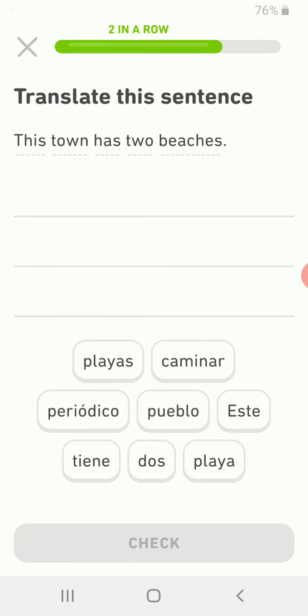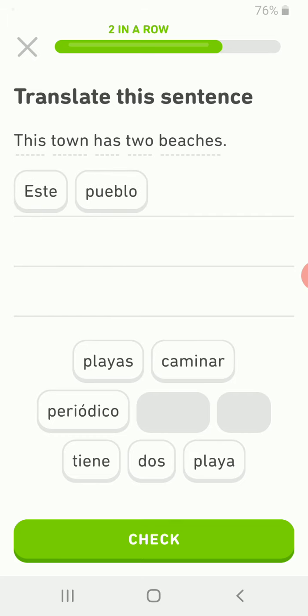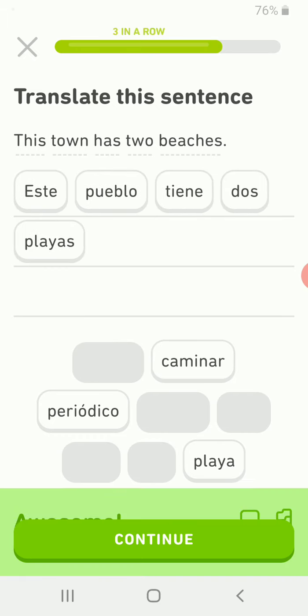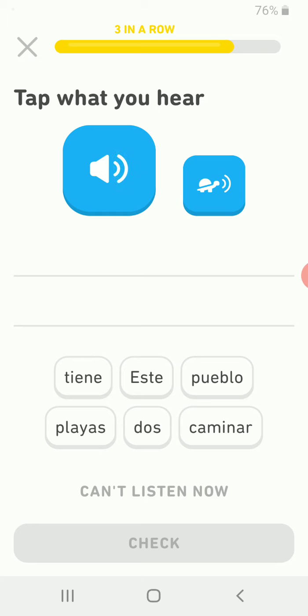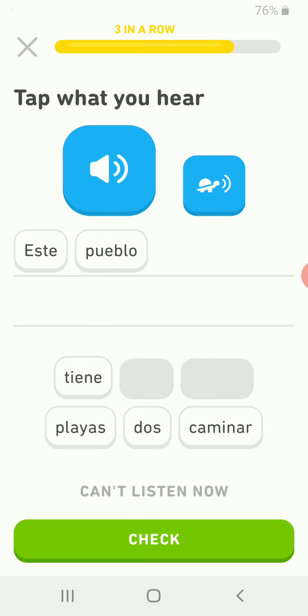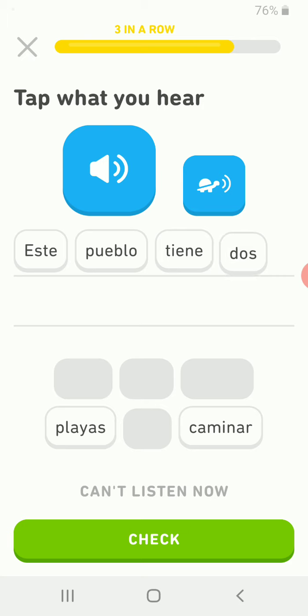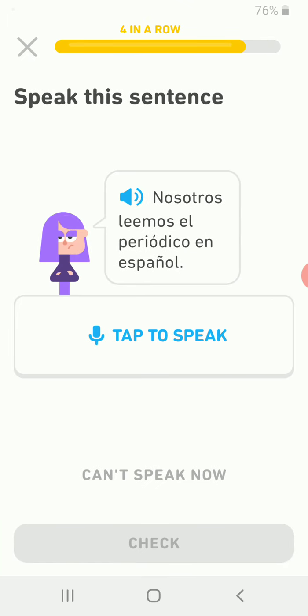And this town has two beaches. We've seen this sentence before. This town is pueblo. Este pueblo tiene dos playas. Nosotros leemos el periódico en español. So we read the newspapers in Spanish.